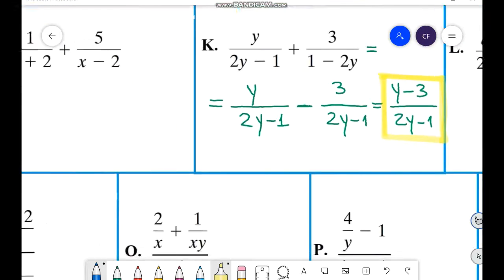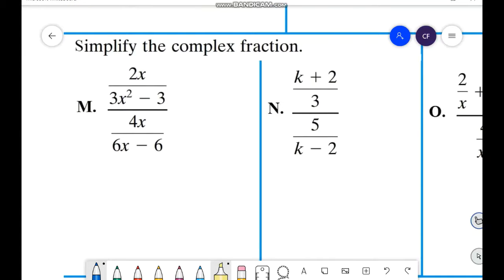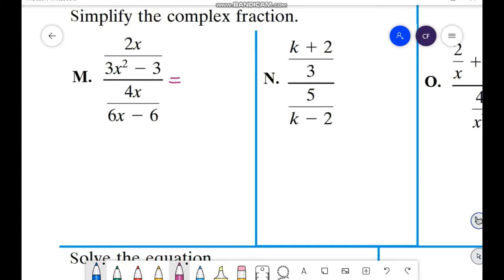Let's skip letter L and move to the next kind of question. Simplify the complex fraction. Remember, you can use method number 1 or method number 2. If you have a single fraction on the numerator and a single fraction on the denominator, I think the best option is method number 1. For method number 1, we're going to rewrite this as a division, and we will flip this one here on the bottom. We're going to flip and make it into a multiplication.